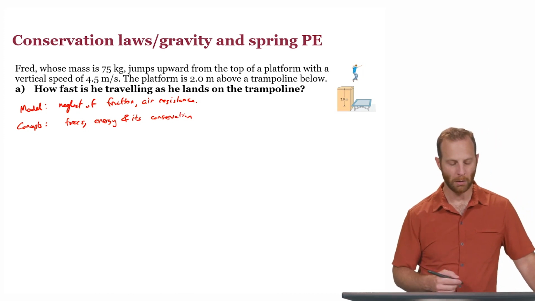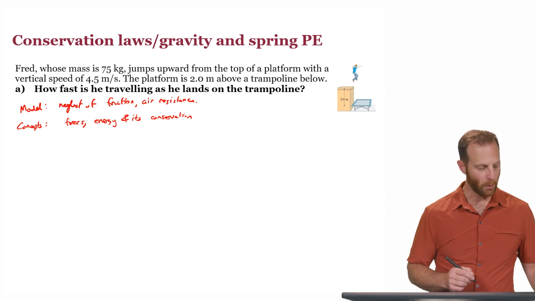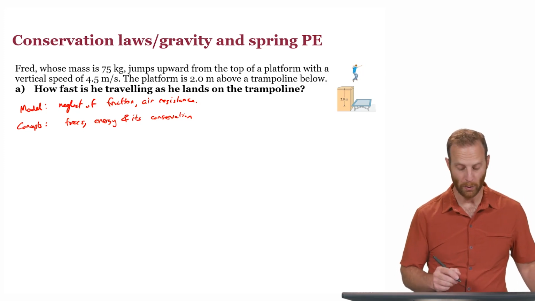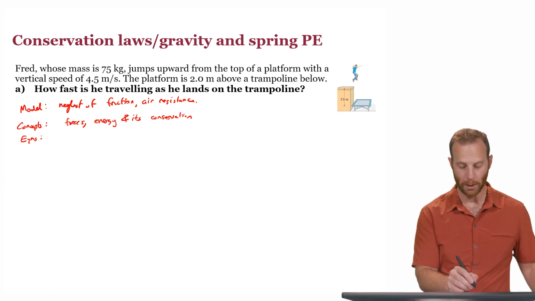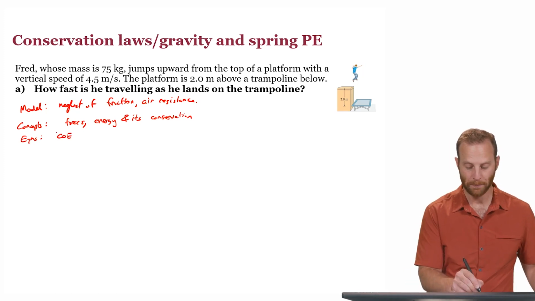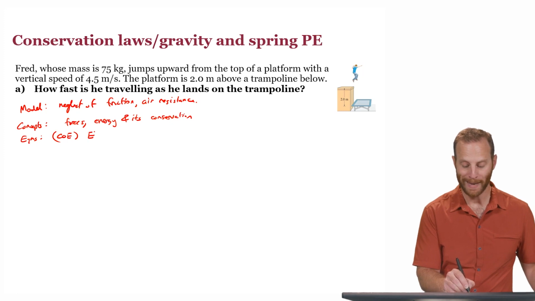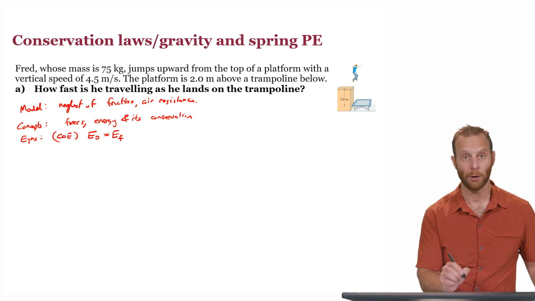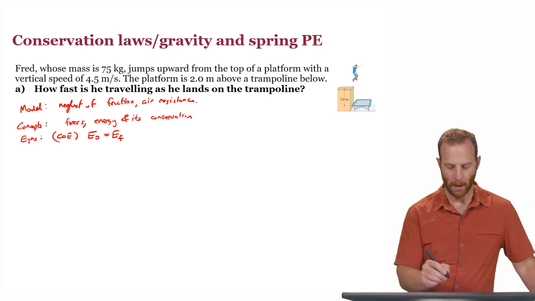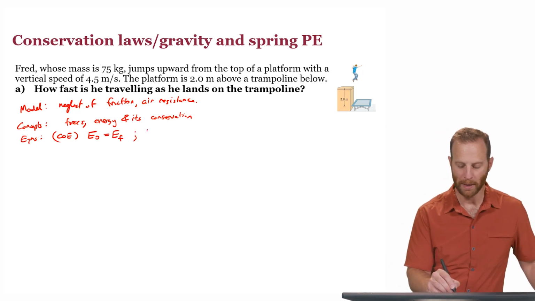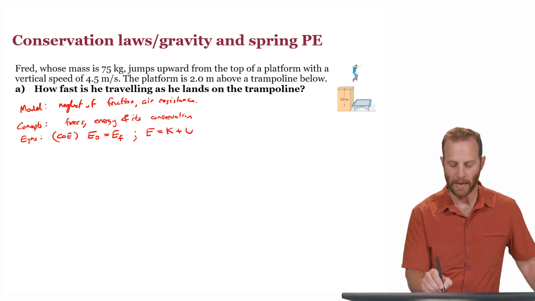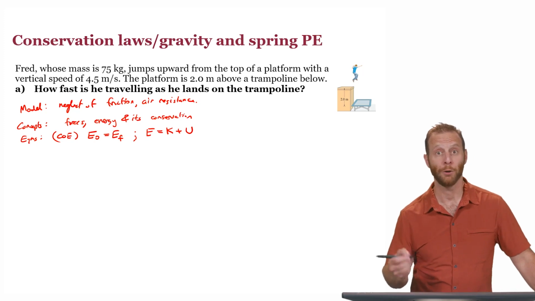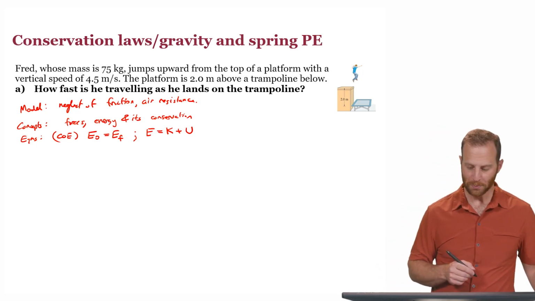Okay, so we have a model, we have our concepts, and we might want to think about the relevant equations that we would have. The equations that correspond to conservation of energy, COE, is that whatever the initial mechanical energy is, it'll be equal to whatever the final mechanical energy is. Okay? What is the mechanical energy? We have to remember that the mechanical energy, E, is the sum of the kinetic energy and the potential energy, or potential energies if there's more than one.